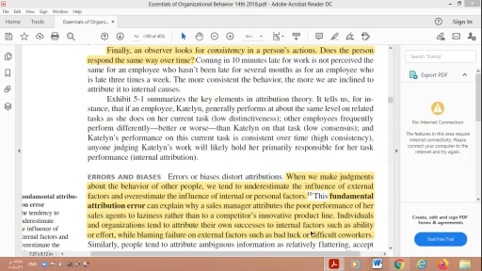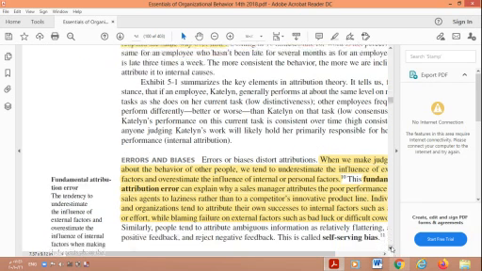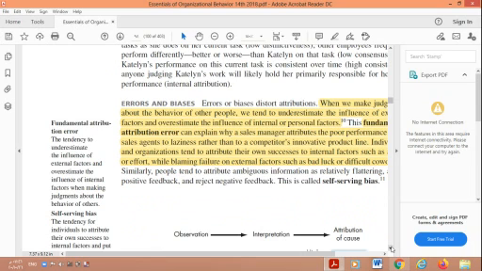Okay, and also individuals and organizations tend to attribute their own success to internal factors such as their abilities, competencies or efforts, while blaming failure on external factors such as bad luck or difficult co-workers. And this is related to self-serving bias. Okay, so in the self-serving bias, it is focused on the results of the behavior.